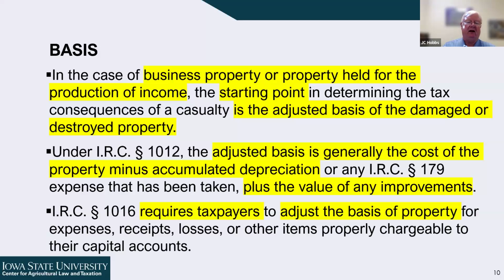The next code section, 1016, requires taxpayers to adjust the basis of a property for expenses, receipts, losses, and other items chargeable to their capital accounts. Basically, what this means is when you look at, let's use a tractor, make it simple. We have a tractor, we depreciate that down a ways. We have some other expenses. We have some maybe other items in there. Depending upon what's going on with all this, we look at our value of those items, and that becomes the amount that we look at for tax return preparation.